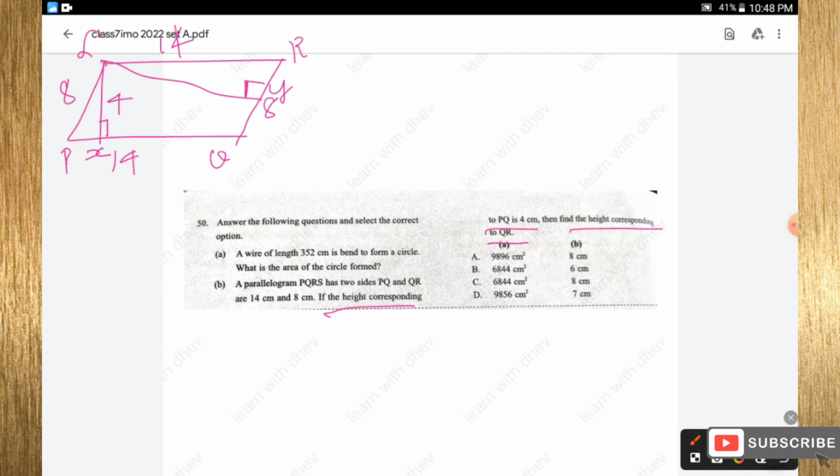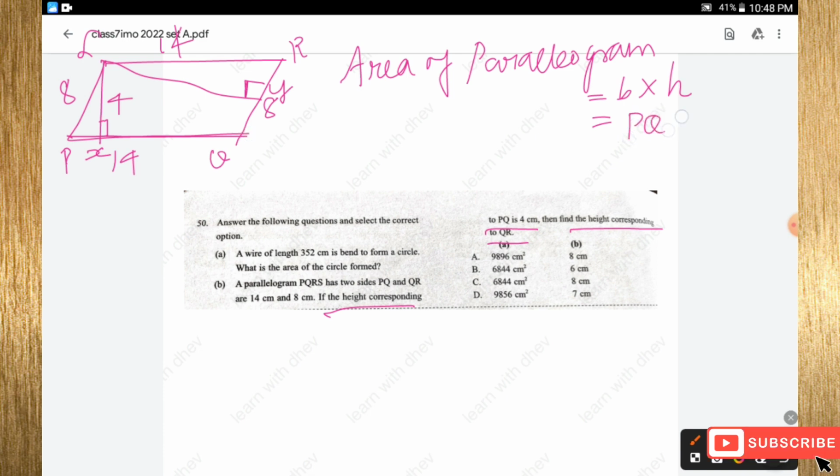Correct. So what is the formula for area of a parallelogram? Area of parallelogram is base into height. So first we'll find the area of the parallelogram. This is the base. We'll take PQ as base and SX as height. Okay, so PQ is 14, SX is 4. So 14 fours are 56 centimeter square.